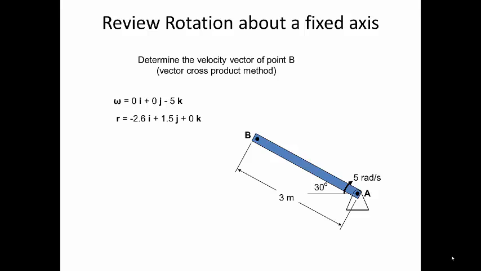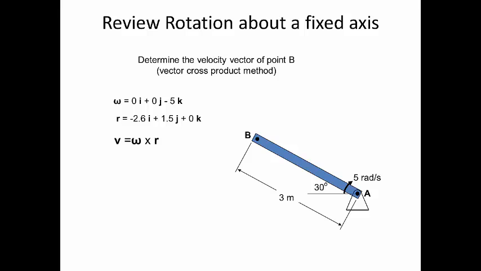Our radius vector is the radius of our rod from A to B broken into components. We have an x component and a y component. If the origin is at A, then the x component is negative and the y component is positive. In this case, 3 times the cosine of 30 gives us a negative 2.6 in the i direction, and 3 times the sine of 30 gives us 1.5 in the j direction. And it's all in the xy plane, so there's nothing happening in the k direction. So my radius vector becomes minus 2.6i plus 1.5j plus 0k.